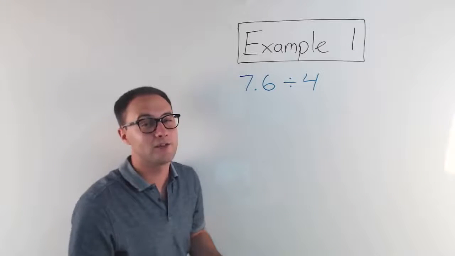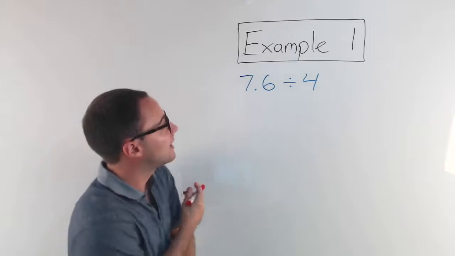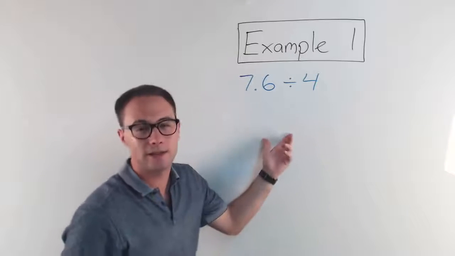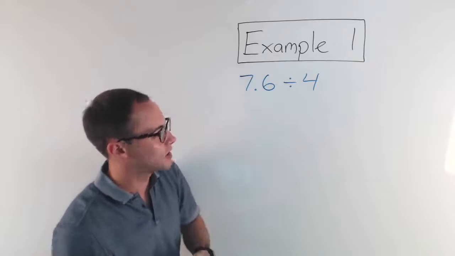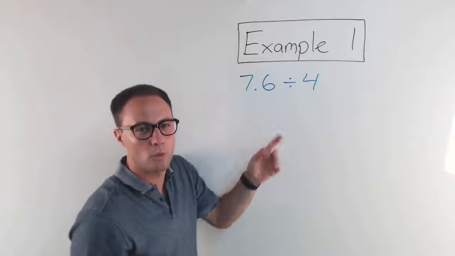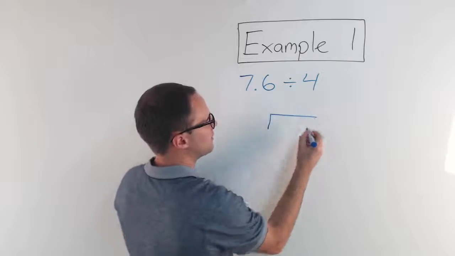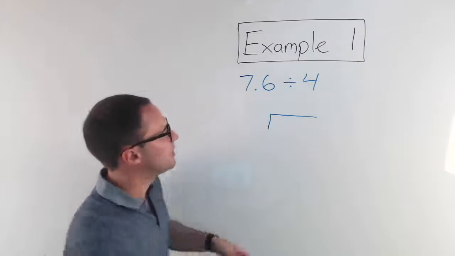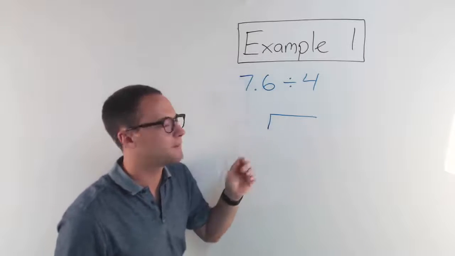All right, let's get right into it with our first example. 7.6 divided by 4. Your first step is to rewrite it in long division form to help you find the quotient. A lot of people have a hard time remembering which goes where. People are wondering, I always forget what goes on the inside and what goes on the outside.